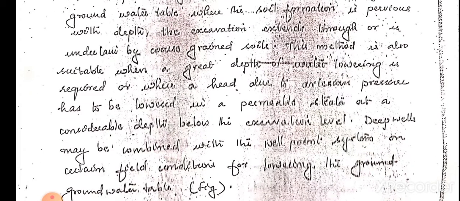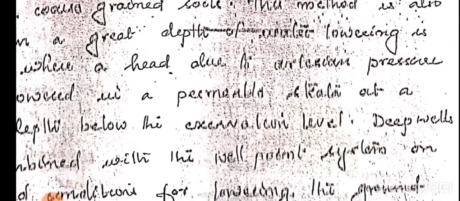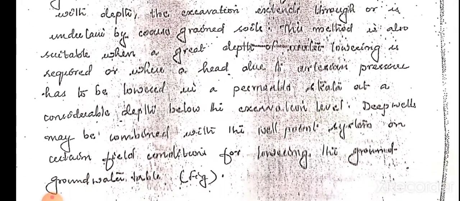This method is also suitable when a greater depth of water lowering is required, or when the pressure has to be lowered in a permeable stratum at a considerable depth below the excavation level. So actually the deep well method is usually used when we need to lower the water table to a greater depth below the excavation level.